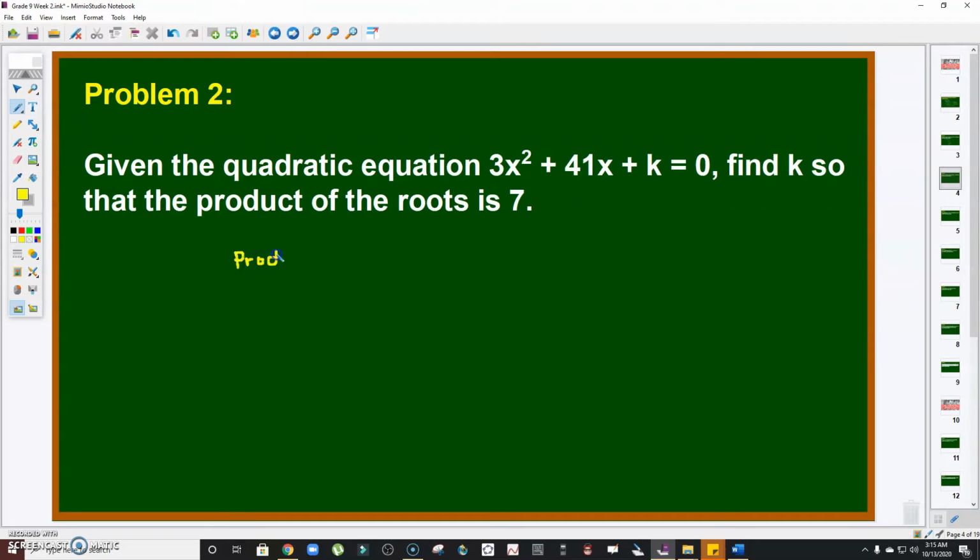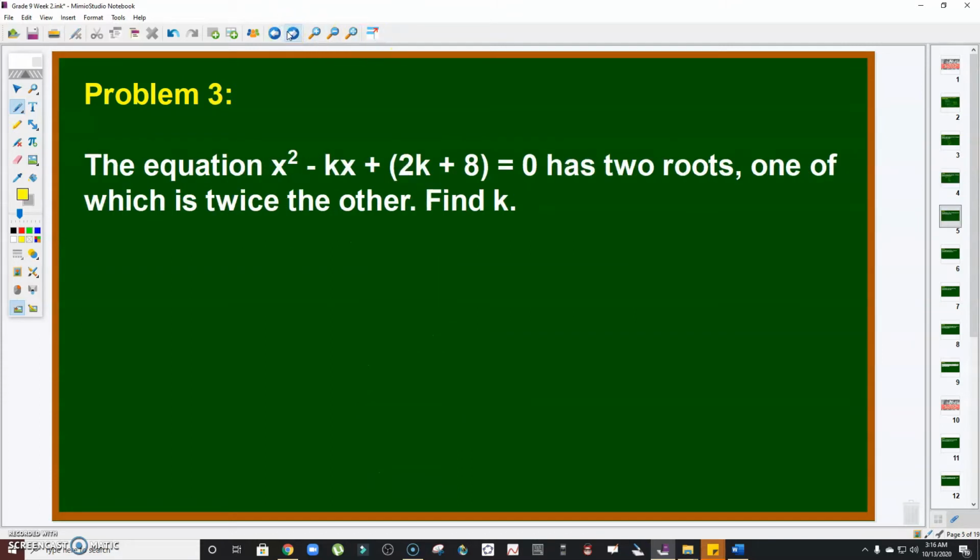Take note, the product is equal to c over a. That's 7. So that's just k over 3, which is equal to 7. Very simple. Clearly, my k here is 7 times 3, which is 21. See that?